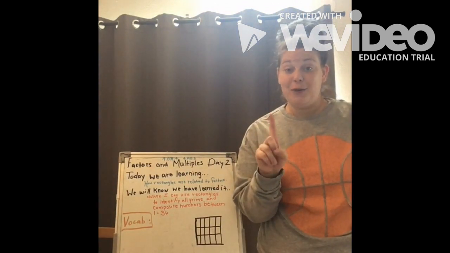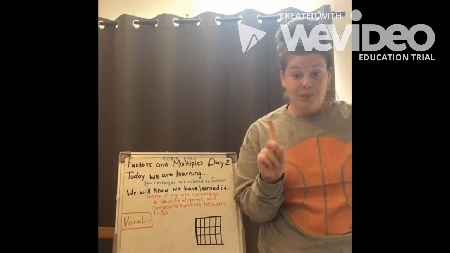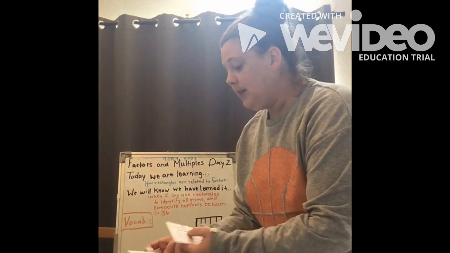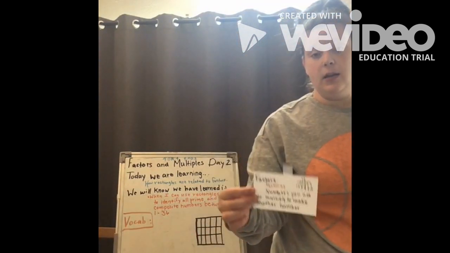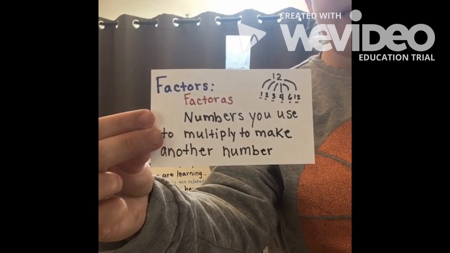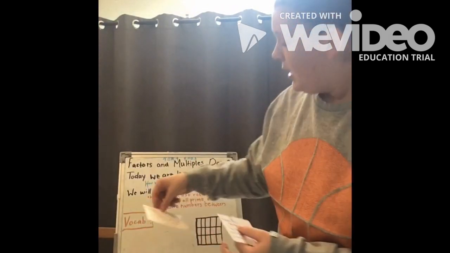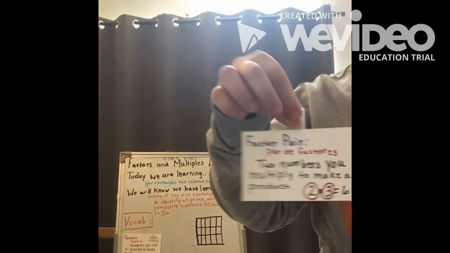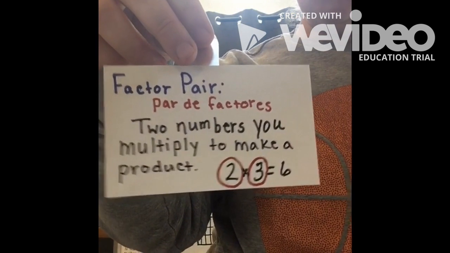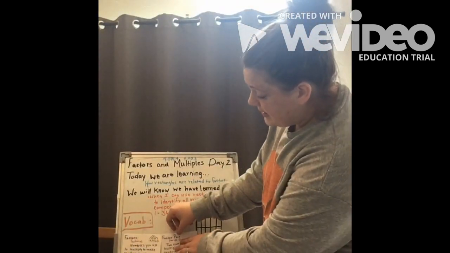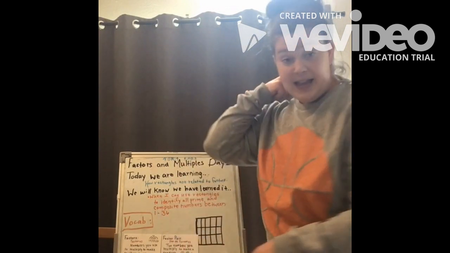The tricky thing about that specific learning target is it's got 2 new vocabulary words in it. So, before we get on with the lesson, we need to go over our vocabulary. There will be some vocabulary that we used in the previous lesson. We've got factors, numbers you use to multiply to make another number. And then we will also still be using factor pair, which is 2 numbers you multiply to make a product.